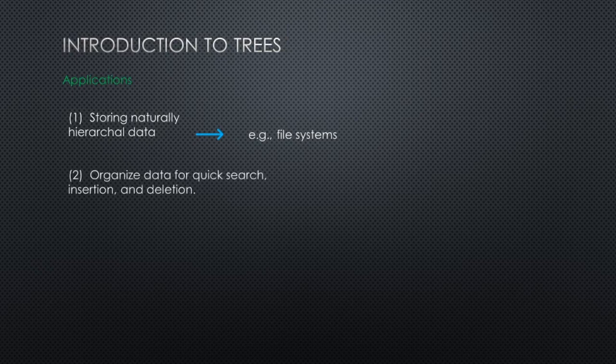The next application is organizing data for quick search, insertion, or deletion. A trie is used to store a dictionary. It's really fast and efficient and is used for dynamic spell checking. Tree data structure is also used in network routing algorithms, and the list goes on. I'll stop here for now. This is a good introduction to tree.